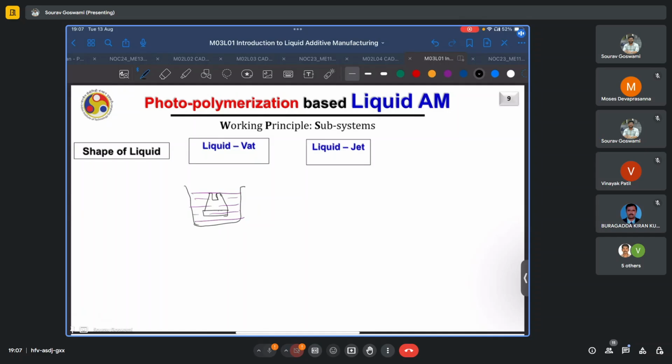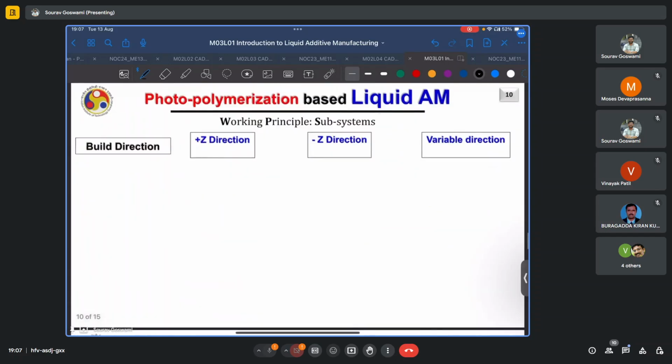Say you have a print head which is full of nozzles, and those nozzles can selectively deposit tiny droplets of liquid material in the desired regions. The build direction can either be along positive Z or negative Z, or it need not be fixed at all. It can be highly variable. And each of these offers its own set of advantages and disadvantages.